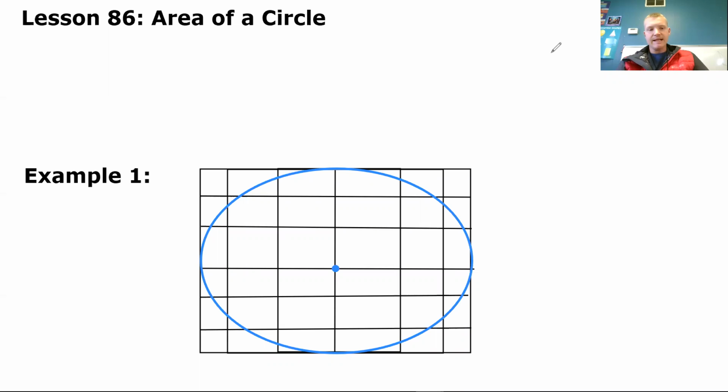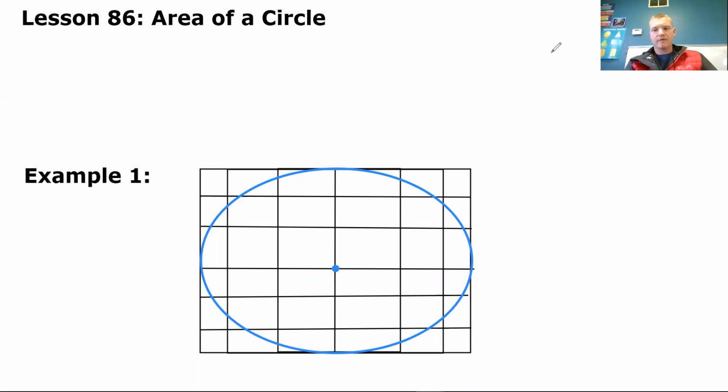So lesson 86, area of a circle. Please follow along in your book, starting on page 460, and we will work all the way to the top of page 462. Go ahead and start by opening up your book, and we'll get started.